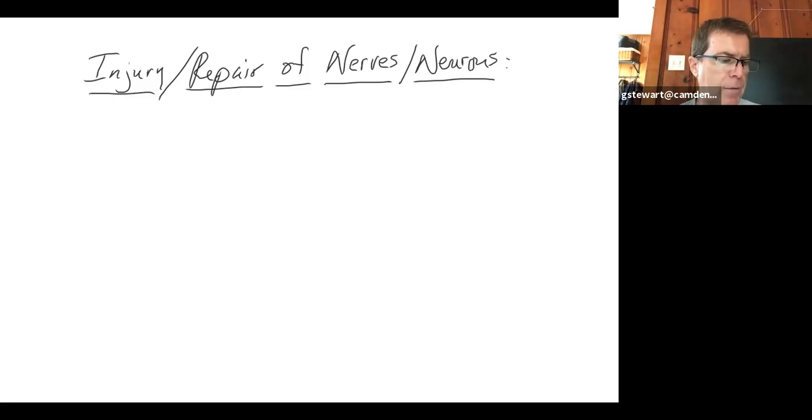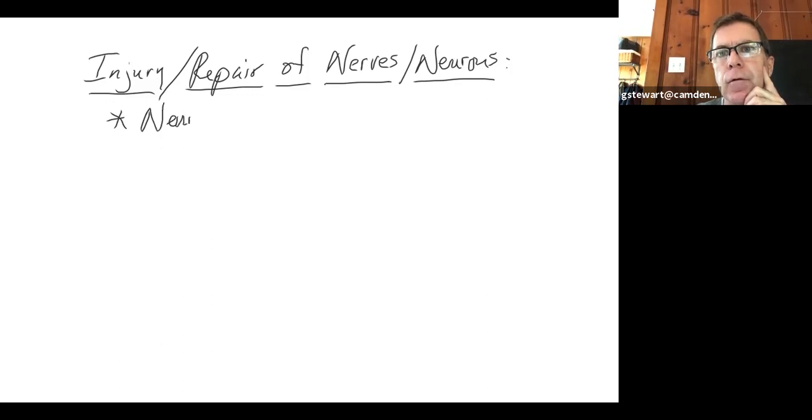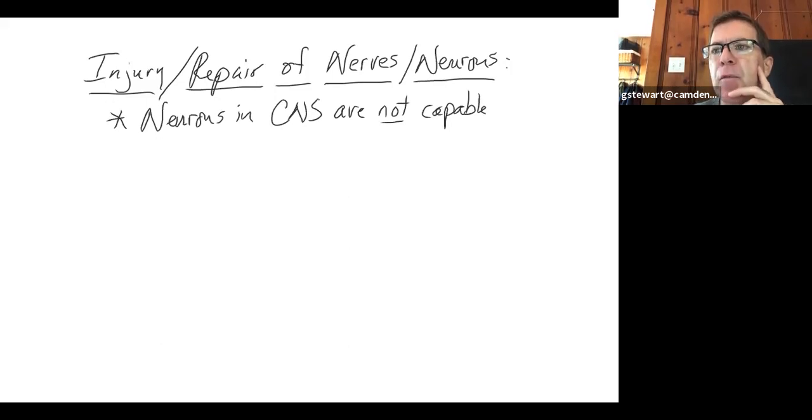So when we talk about injury of a nerve, I'm going to highlight this. Both nerves and neurons in the central nervous system are not capable of repair and regeneration.